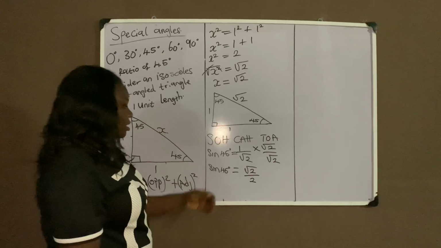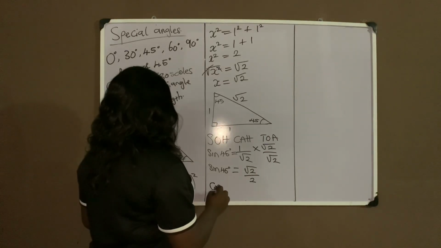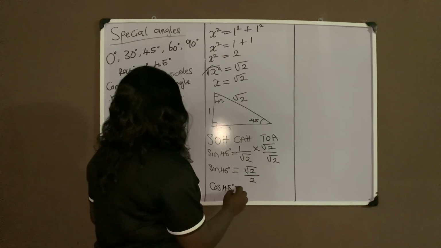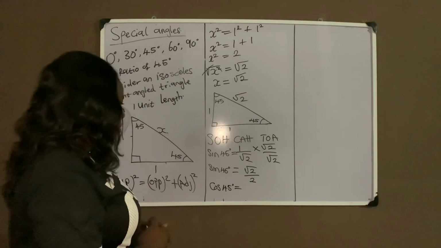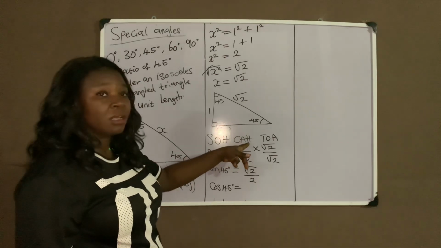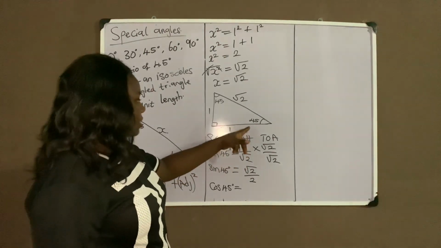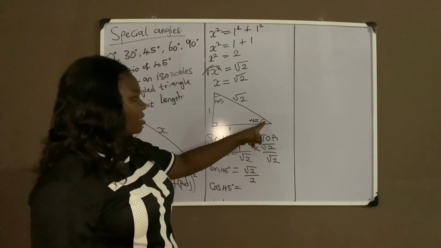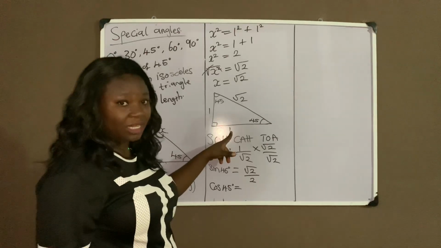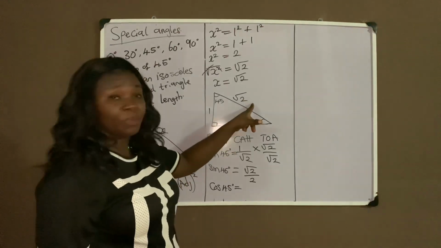Then the next one is cos 45 degree. Cos 45 degree is adjacent over what? Hypotenuse. So what is our adjacent? If I'm looking at this angle, this is the opposite, so this is my adjacent. I'm taking one as the adjacent, and the hypotenuse remains the what?